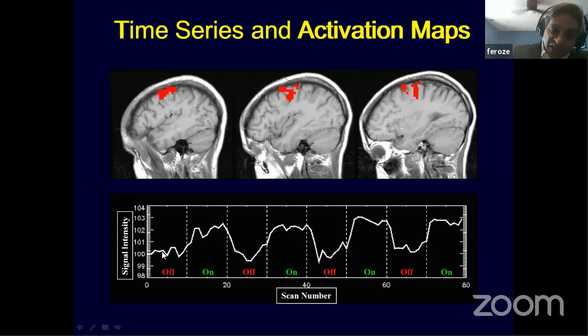During the off condition, the subject was asked not to move the hand when there is low signal intensity, and then the signal intensity increases, it decreases, increases, decreases. So you can take this information and do some statistics to finally map out and find the region where the actual activation is. I just wanted to highlight one simple important point here.